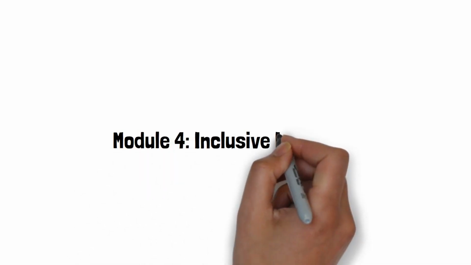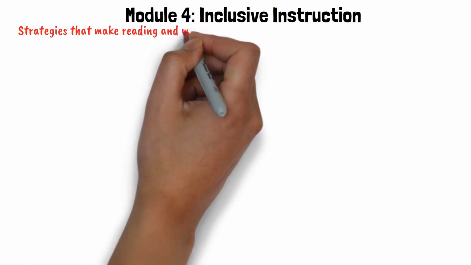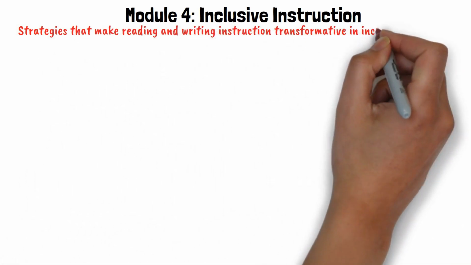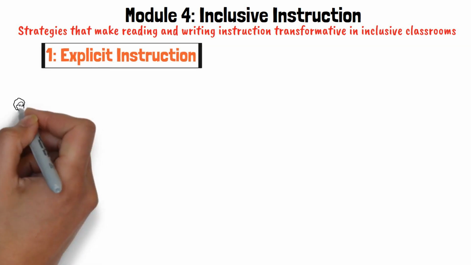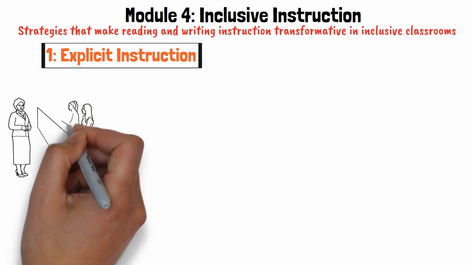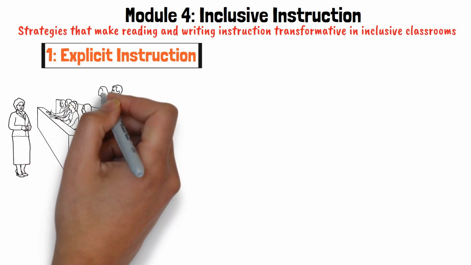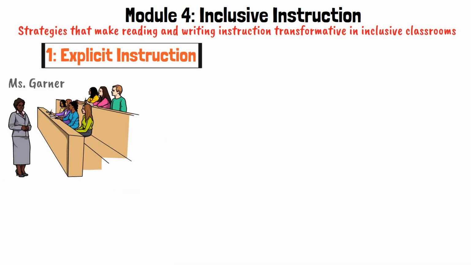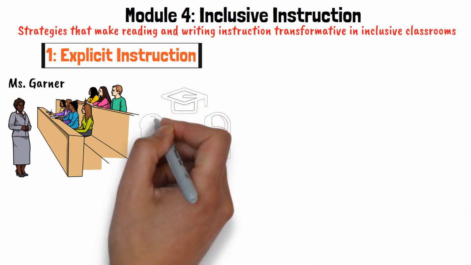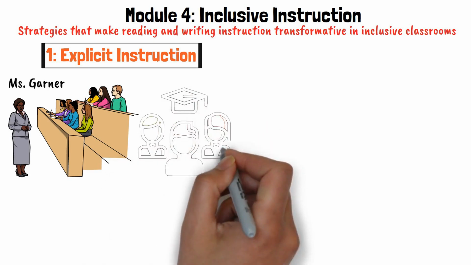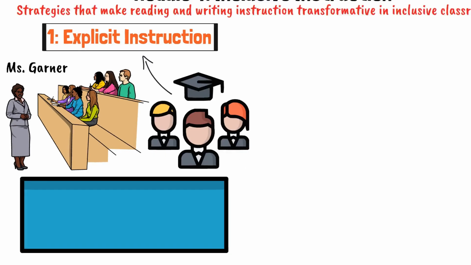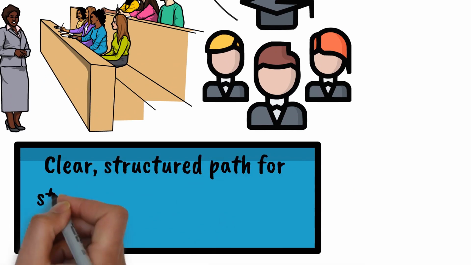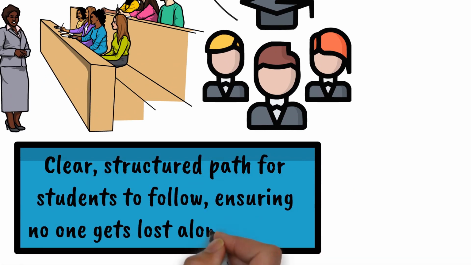Module 4, Inclusive Instruction. Let's delve into the strategies that make reading and writing instruction transformative in inclusive classrooms. 1. Explicit instruction. Crafting a clear learning journey. Imagine a classroom where the teacher introduces a concept by demonstrating it, engages students in group practice, and then observes as they try individually. This method, known as explicit instruction, provides a clear, structured path for students to follow, ensuring no one gets lost along the way.